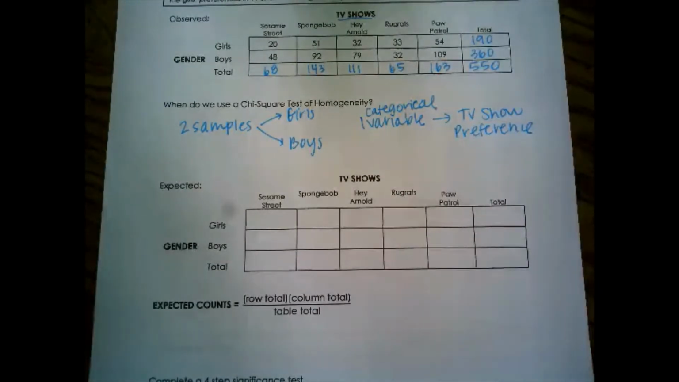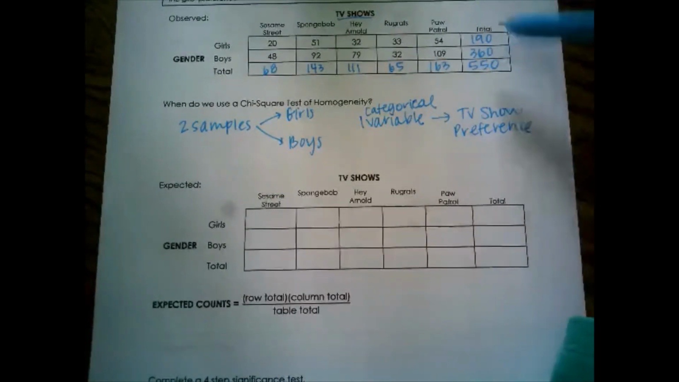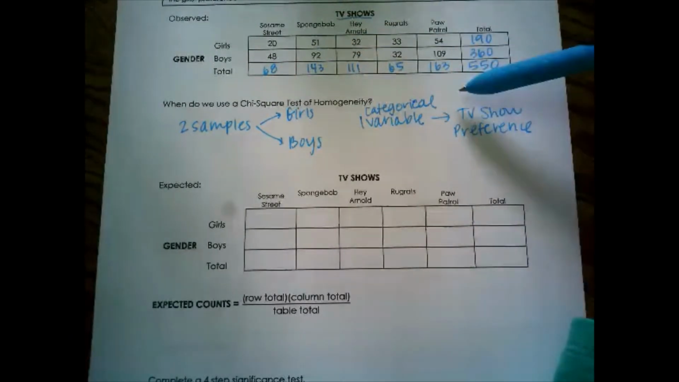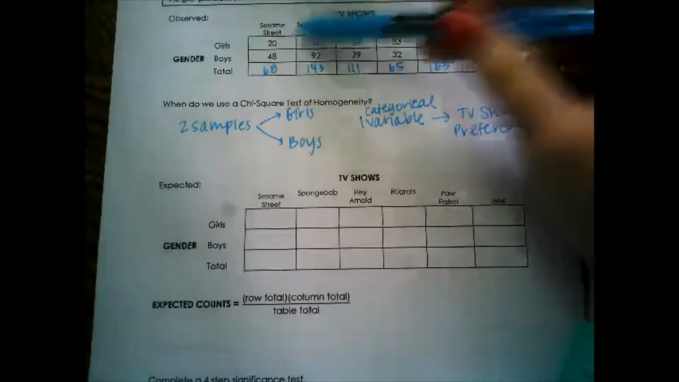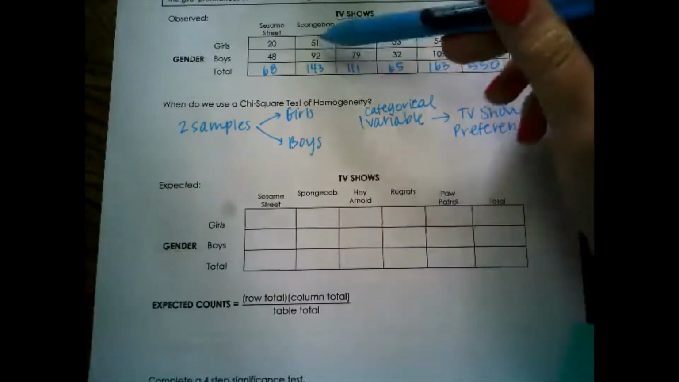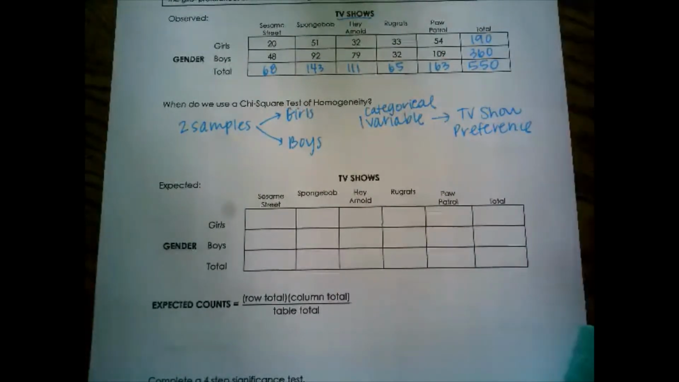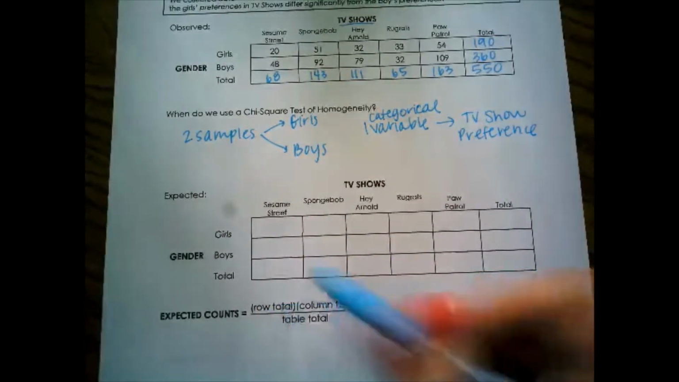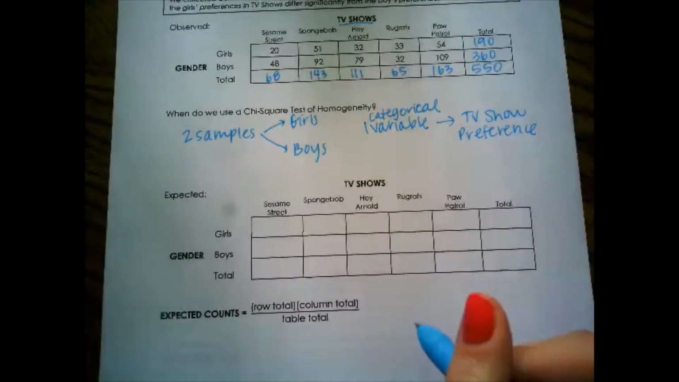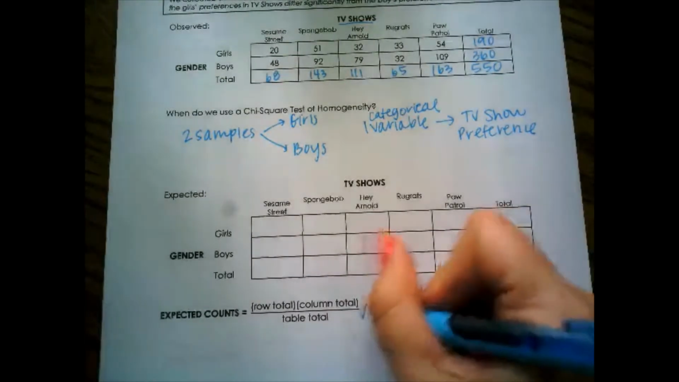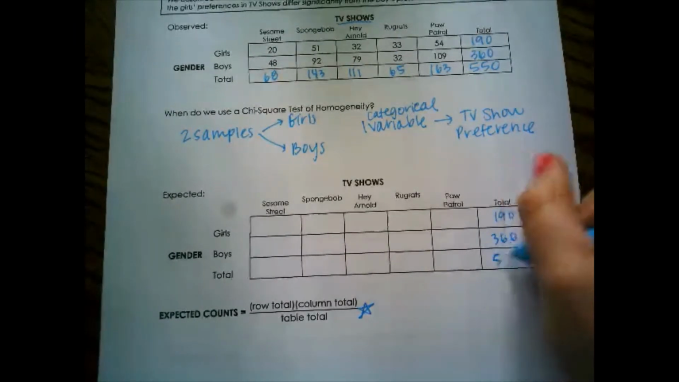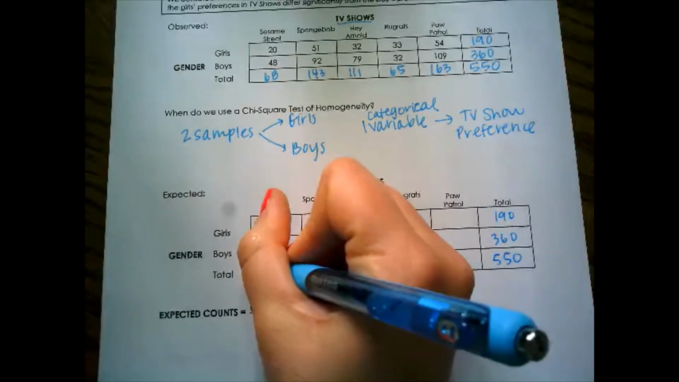All right, so now we still want to be able to find our expected values. What this means is, if we got the same totals here, what would we have expected to happen? So to get that, we're going to take the row total times the column total divided by the table total. I'm going to go ahead and put my totals here just to help me out. You don't have to do this.